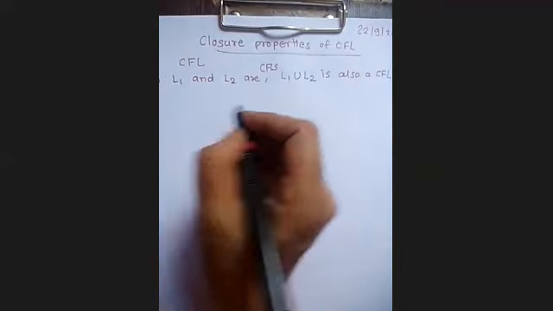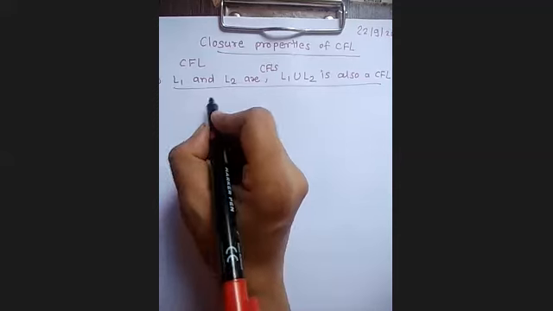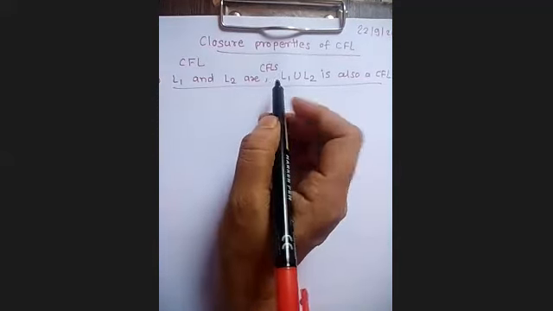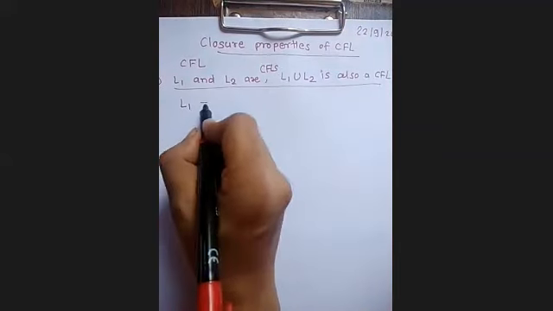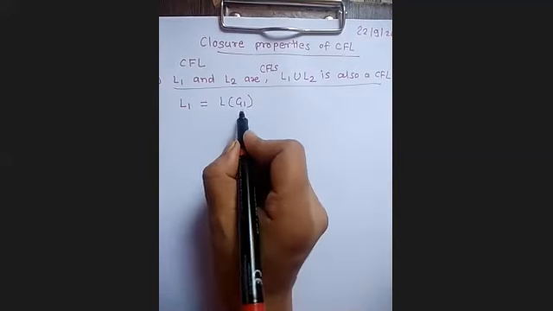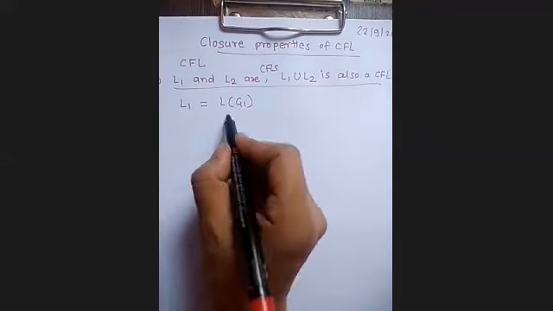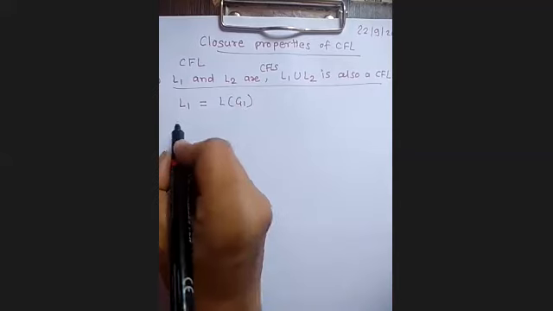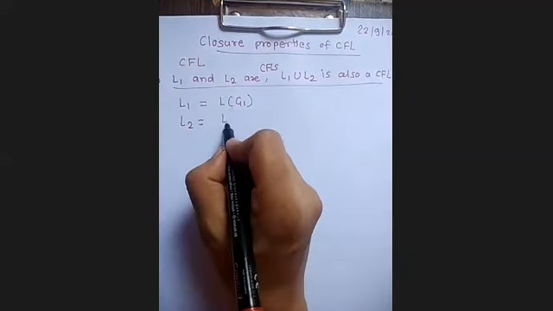So what we'll do here, a CFL is the language generated by a context-free grammar. So let us consider L1 is a language generated by grammar G1. Let G1 be a grammar and let L1 be the language generated by G1. So this is a CFL. L2 here is the language that is generated by the grammar G2.